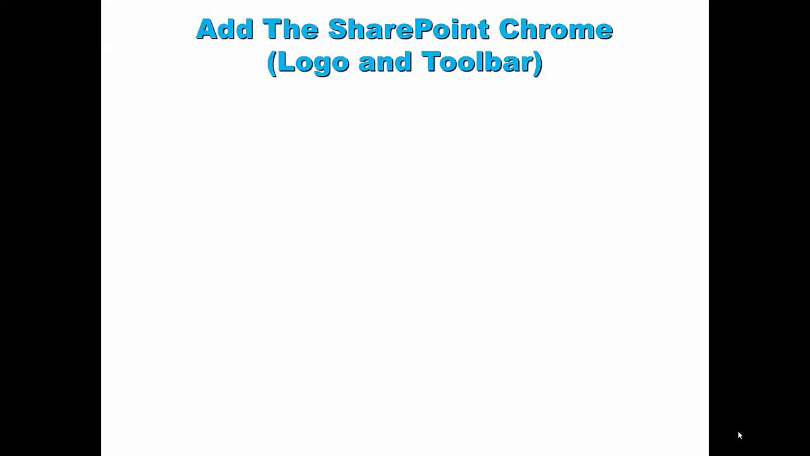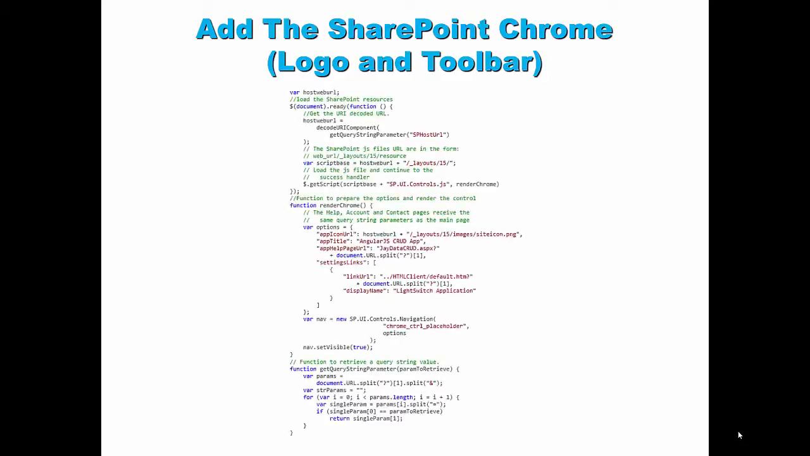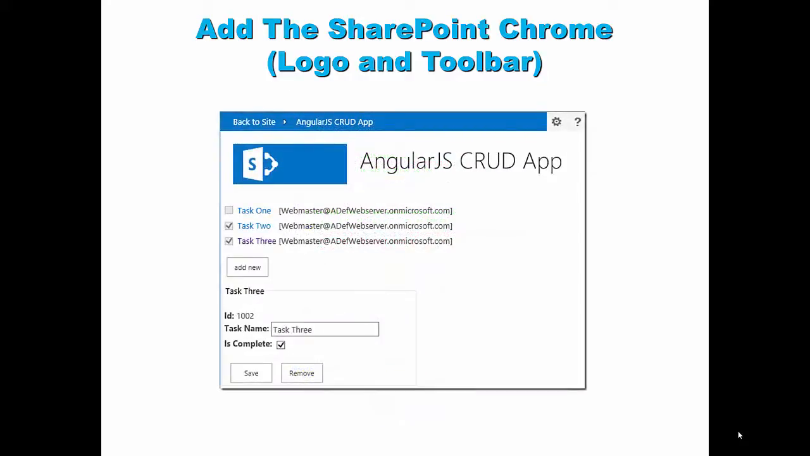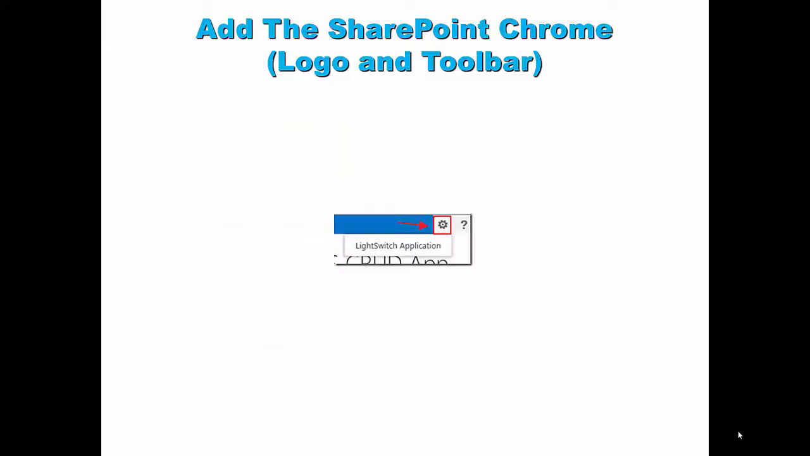We will now add the SharePoint Chrome, which is the logo and toolbar. To do this, we have a much larger piece of code. However, again, it's boilerplate code that you can then customize. You can download this code from the lightswitchhelpwebsite.com. And now when we run our application, it looks like this. Also, we can switch to the LightSwitch application to see the original screens.